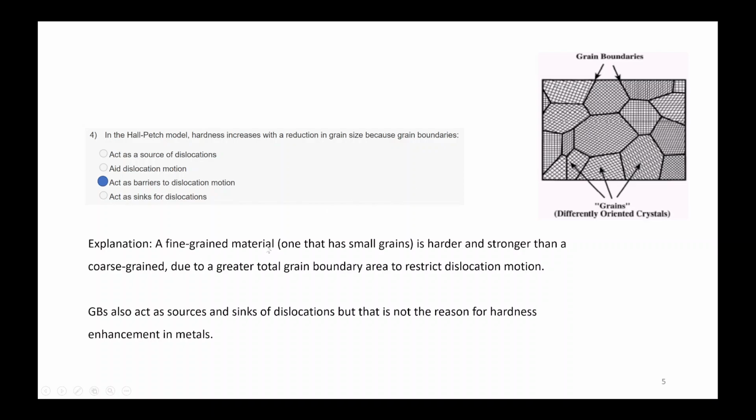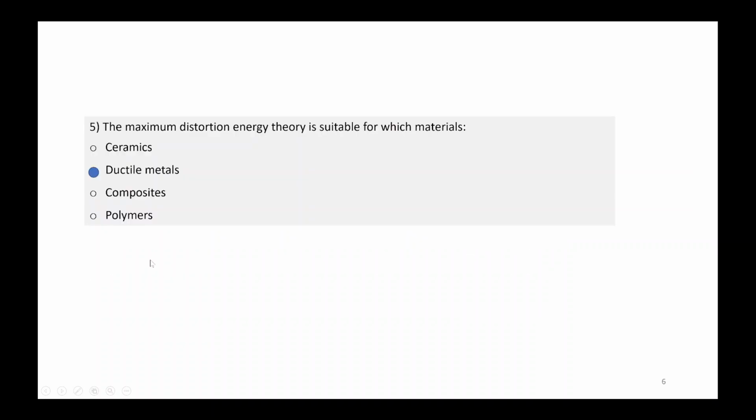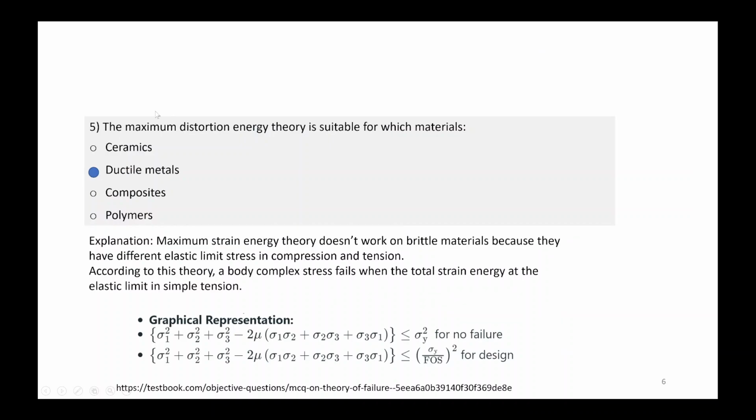So in fine grained materials, that's why they show harder and stronger compared to coarse grained materials. Fifth question: the maximum distortion energy theory is suitable for which type of materials? Your options are ceramics, ductile metals, composites, polymers, and it will be for ductile materials.